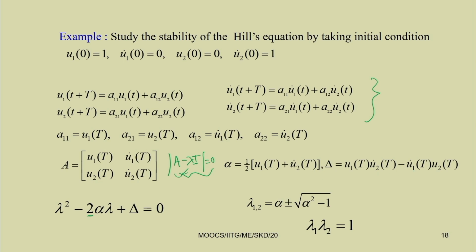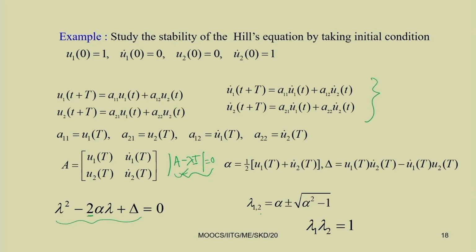After getting this alpha and delta, you can write down the equation and find the roots. So the roots are lambda 1, 2 equal to, using the formula minus b plus minus root over b square minus 4ac by 2a, lambda 1, 2 equal to alpha plus minus root over alpha square minus 1. From this you can note lambda 1 and lambda 2.